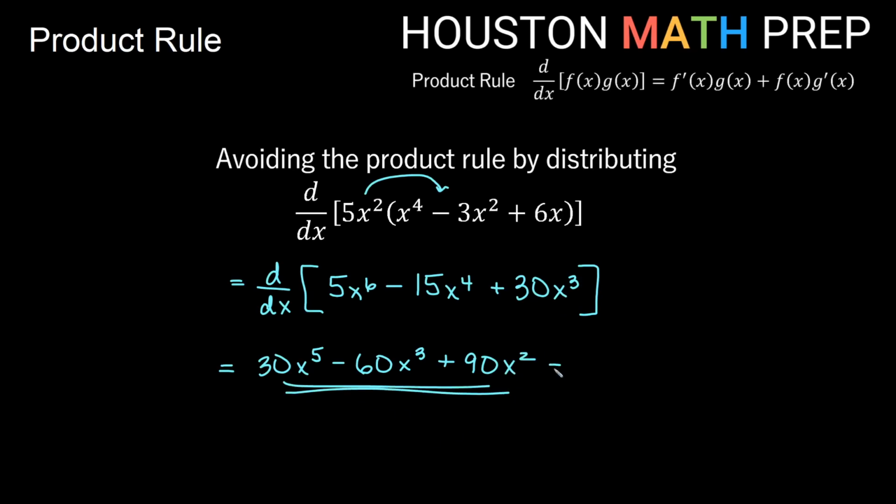You might also consider, if you think it's worth it, to factor out the common factor and say, well, we can pull out a 30 and an x squared, and so left over you would have then x cubed in the first term minus 2x in the second term, and then the last term we would just have positive 3 left. So either of these I think is a good answer for this derivative.